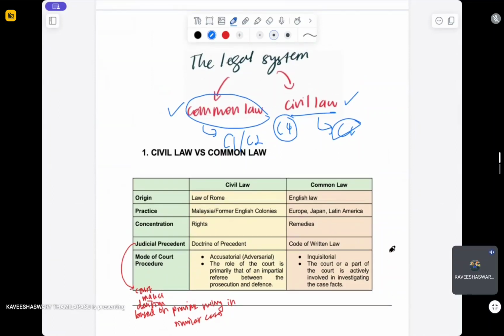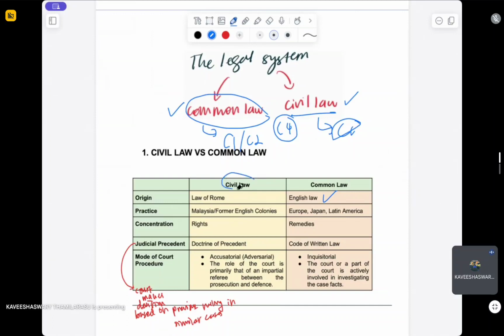As I already said, some of the sources of the legal system are common law and civil law. The origin of common law was English law, which was created in the UK, and it was interpreted in many other Commonwealth countries, as well as in Europe, Japan, or Latin America.